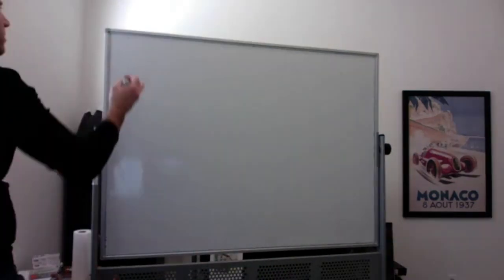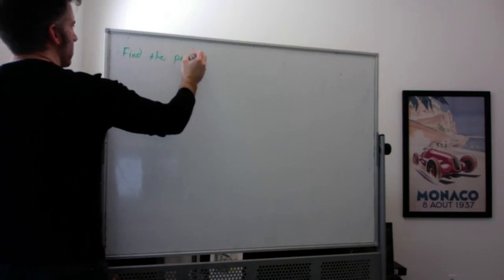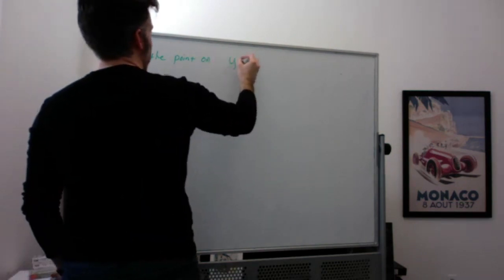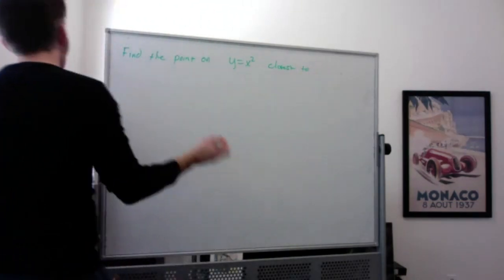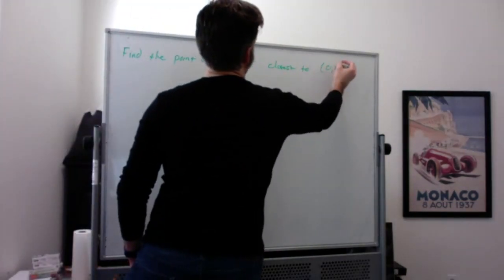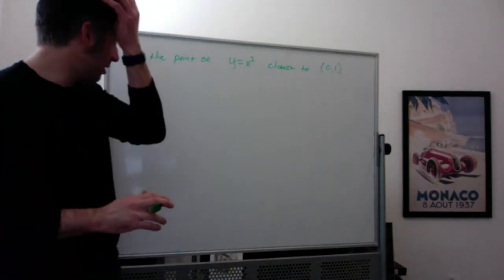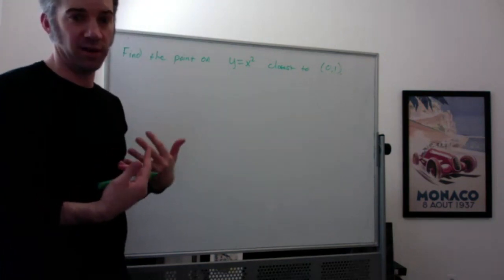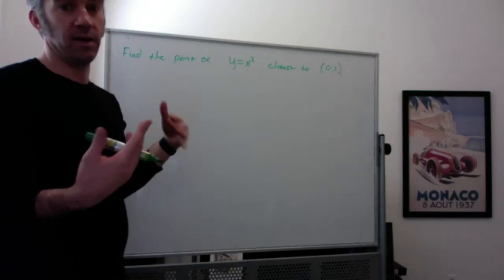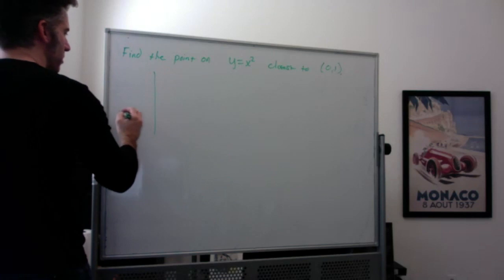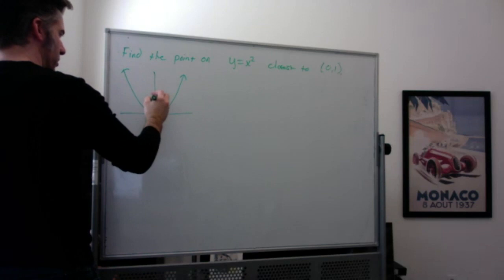I want to find the point on the parabola y equal to x squared closest to 0, 1. So when we hear the words, find the point that's closest to another point, the thing we should be thinking is we're trying to minimize the distance between the graph and the point. Let's draw the graph. Y equals x squared looks like that. And here's the point 0, 1.